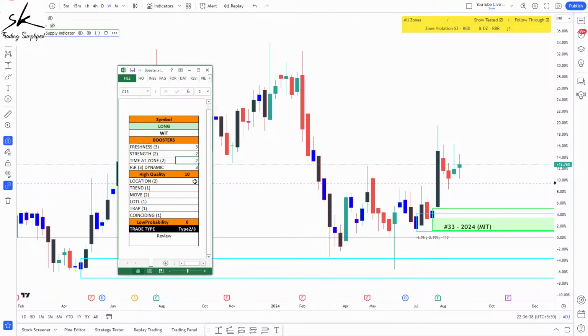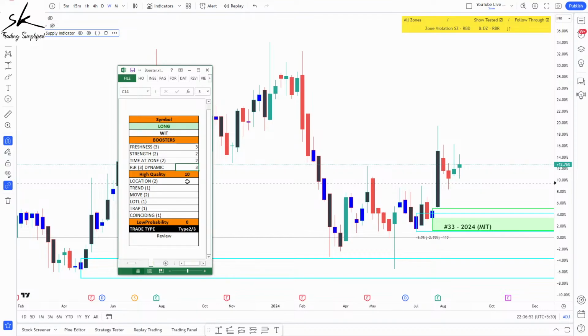So something which was a score of 6.5 and made it a low quality zone, by understanding the characteristics of cases of level on top of level, we were able to upgrade it to the highest score, which is a score of 10 out of 10, obviously with the assumption of reward to risk ratio.